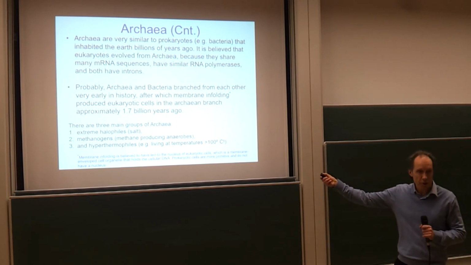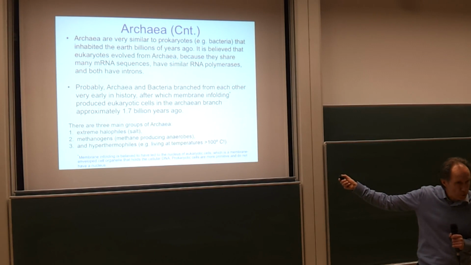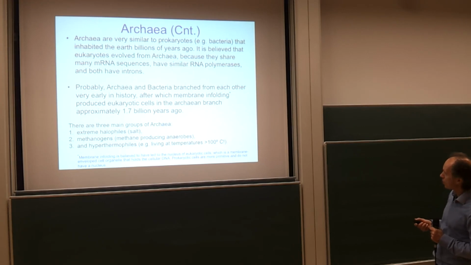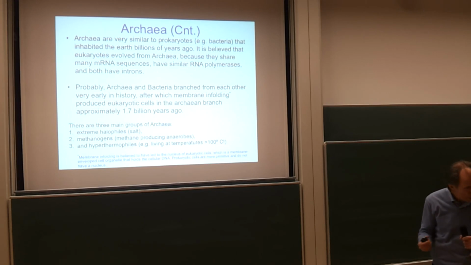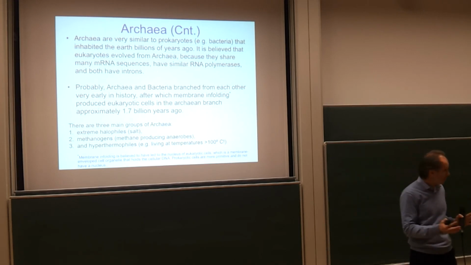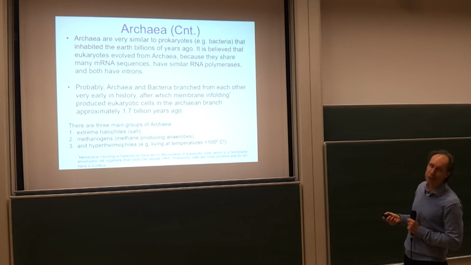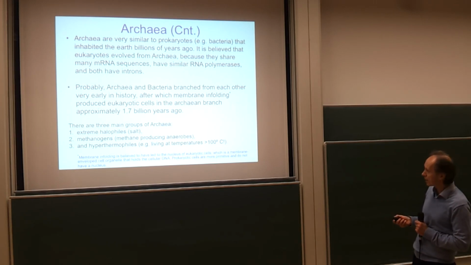We're still called prokaryotes, so beware if there's a biologist in the room, a real one. I tried it once and got away with it. It is believed, as I said, that the eukaryotes evolved from the archaea. That is because both have messenger RNA sequence, similar polymerases, and importantly, archaea have introns as well. They do splicing, bacteria do not. It's a strong signal that there is a tighter relationship between archaea and eukaryotes.